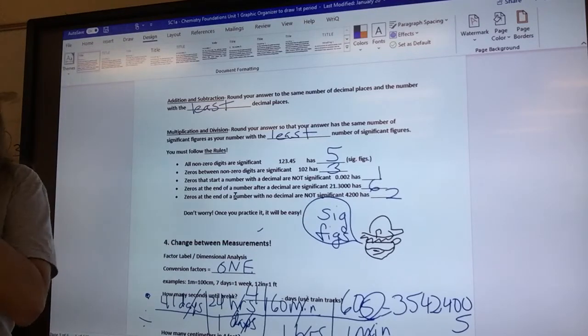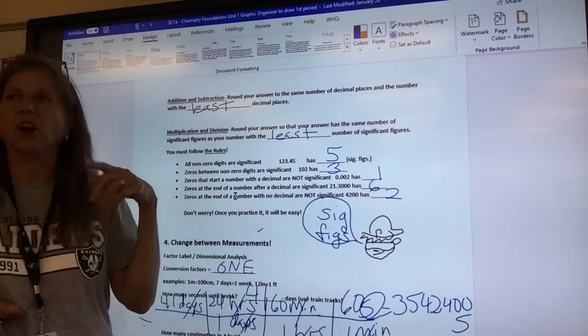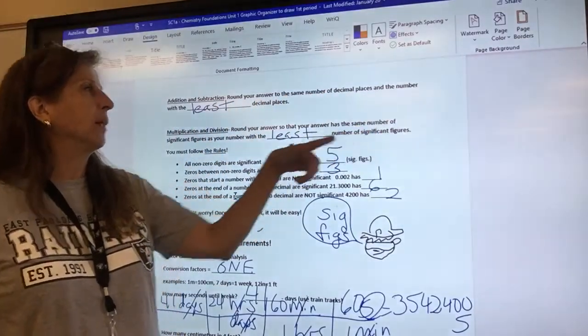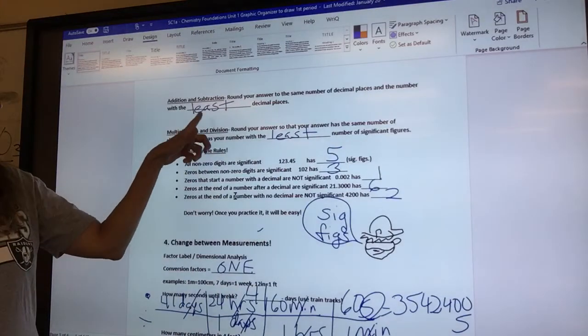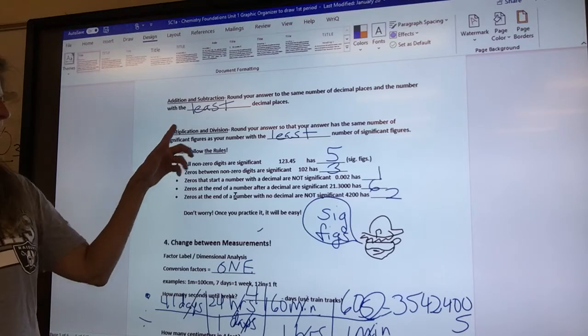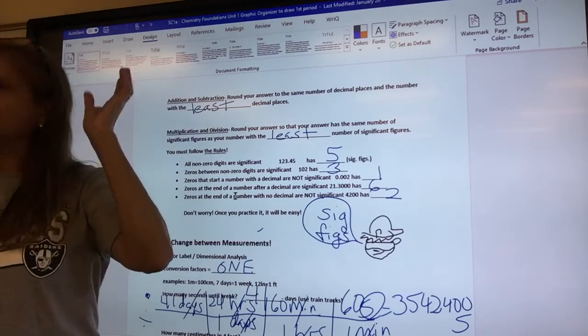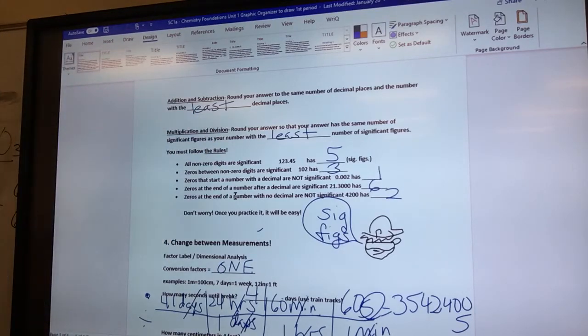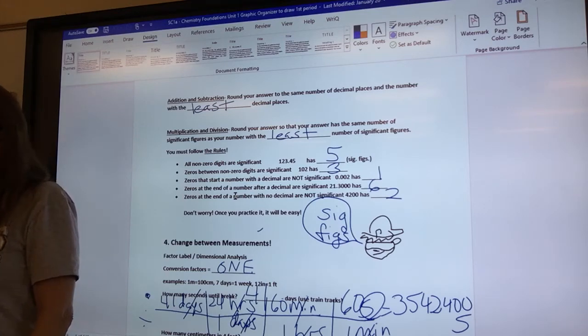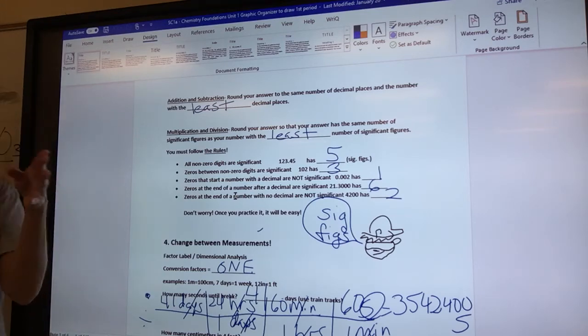So, math is great. Okay, addition and subtraction: round your answer to the same number of decimal places as the number with the least decimal places. And this will make more sense when we do a worksheet on it. Whichever number has the least decimal places is your weakest number. Your answer cannot have more decimal places than your weakest number. Does that make sense? If it's adding and subtracting, you go with the least decimal places.